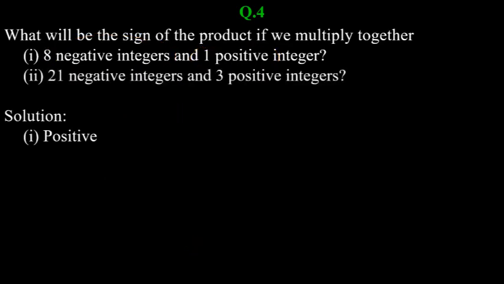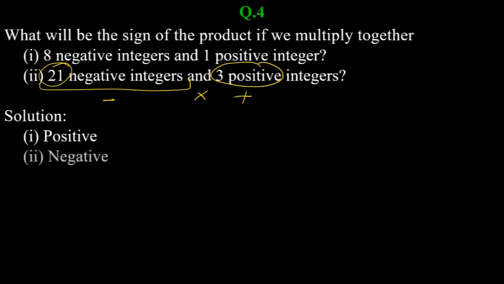Next, 21 negative integers and 3 positive integers are multiplied together. Siddhi correct. Samar correct. Tina correct. Ashrit correct. Devansh correct. Good. So now odd number of negatives will give you negative. Multiplied by 3 positives will always give you positive. Minus multiplied by plus will give you negative.